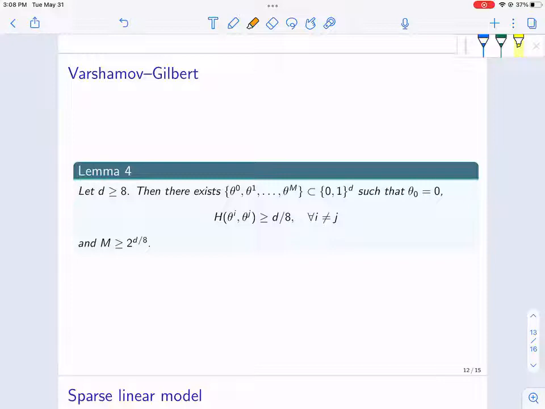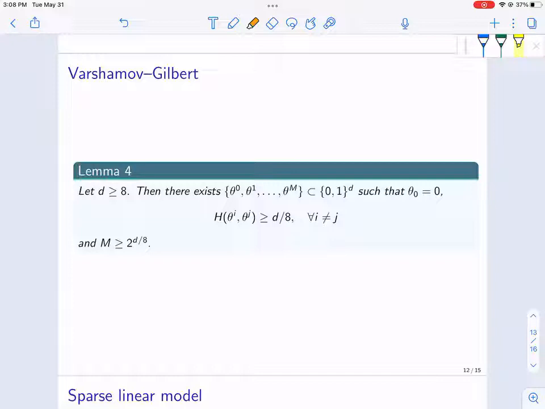So this says that if you have the hypercube, let's say the binary cube, you can find, let's say, m+1 points here that are separated in the Hamming distance. The binary cube equipped with the Hamming distance is a metric space. You have two binary sequences, and the Hamming distance is the number of positions in which they differ. So this is the natural metric here.